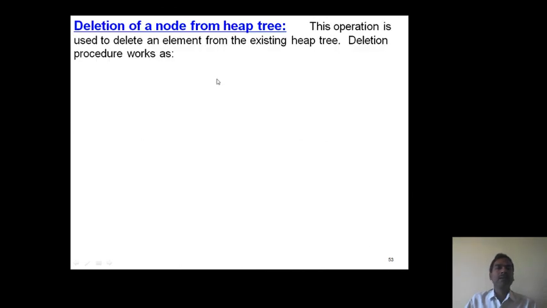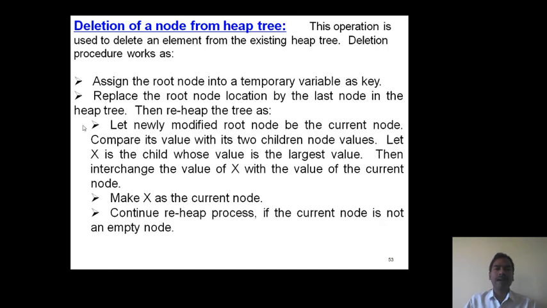The same way, the deletion operation. This operation is used to delete an element from the existing heap tree. For this, the basic procedure is: first, assign the root node value to a temporary variable as key. Then replace the root node by the last element of the heap tree. Then the tree is a complete binary tree, but sometimes it may not satisfy the properties of a heap tree.